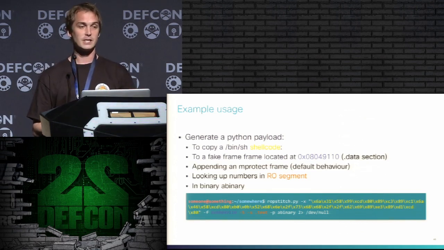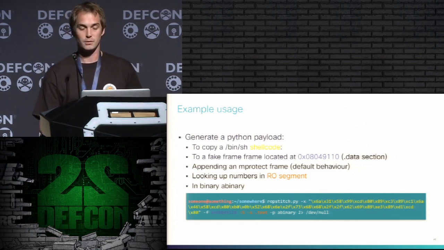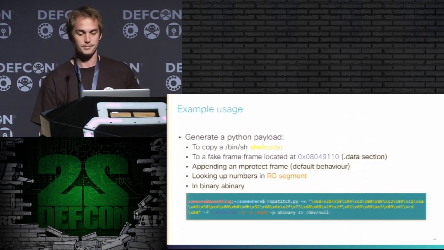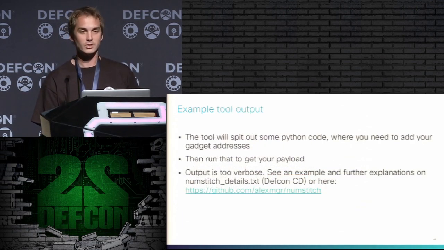So an example usage is basically to copy a binsh shellcode to a fake frame located in the data section, putting an mprotect frame, and looking up segments in the read-only segment in a binary, you end up with this command. And all this will spit out a bunch of Python code, which, once run, will generate your shellcode. I didn't put the output on the slides because it's pretty verbose and a lot of code, which isn't very interesting. I put it on the CD though, and I've got an example on GitHub if you want to have a look at it.